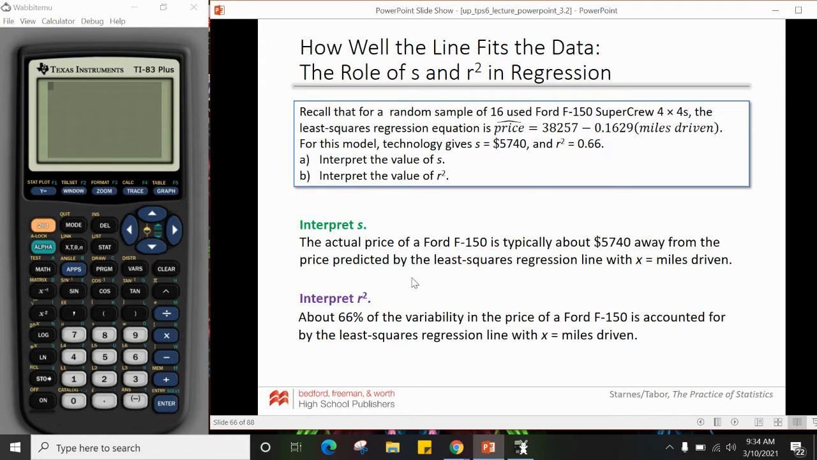Now, I would keep these two as our templates, right? We're always going to respond by this. About blank percent of the variability in the blank is accounted for by the least squares regression line with blank. So it's just the percent and then our Y and our X value, or our response variable and our explanatory variable.